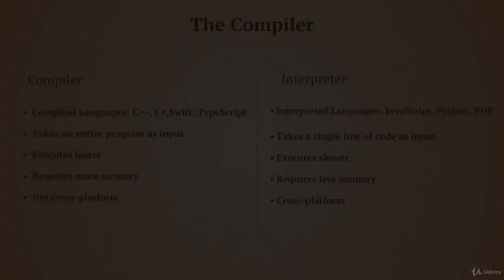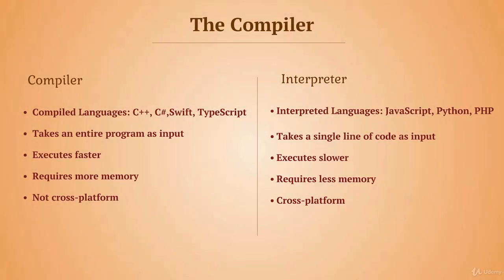We have two different types of compilers: the normal compiler and the interpreter. C# is considered a compiled language, the same as Swift, TypeScript, C++, and many others, while JavaScript, Python, and PHP are famous examples of interpreted languages. What is the difference between a compiler and an interpreter?